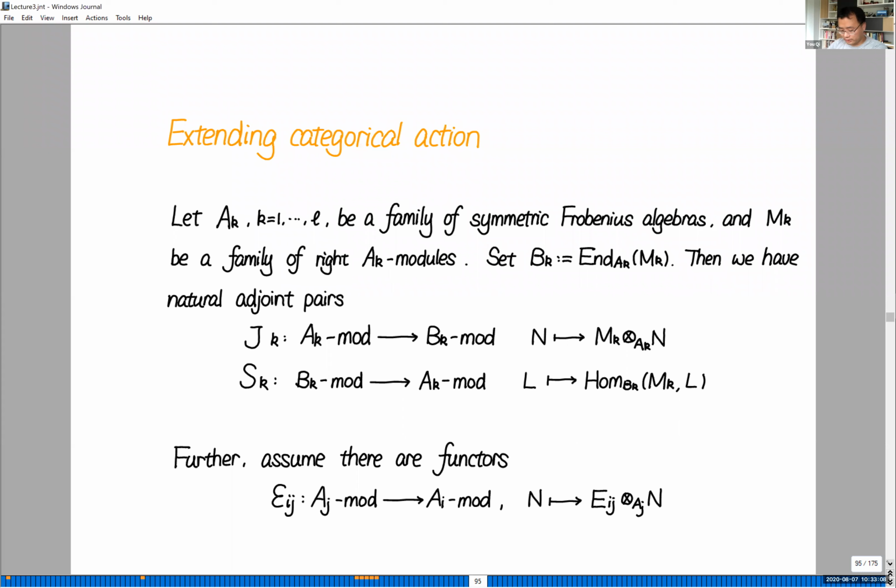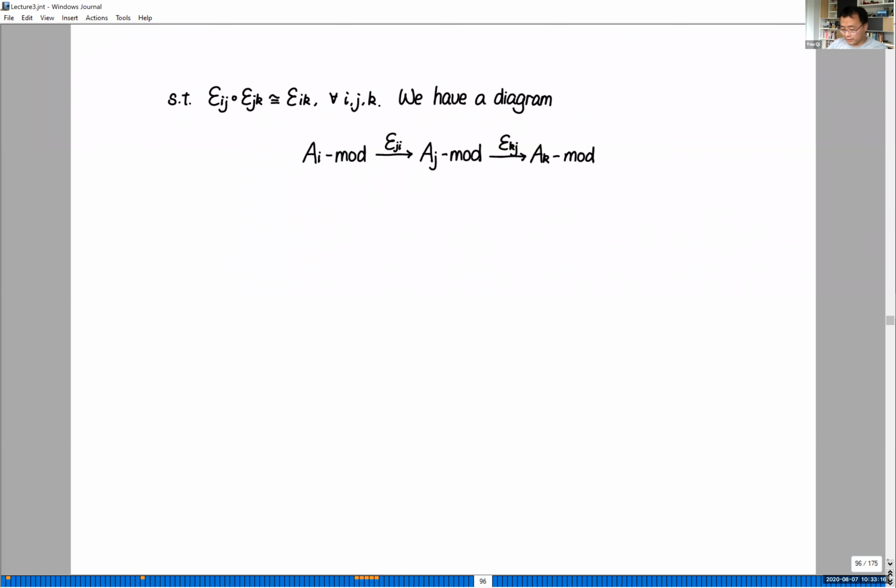And tensoring with that module gives you a functor going from one module category to the other. So this entire story now fits into a diagram. You have a natural SL2 action, or a natural categorical action, given by a collection of functors acting on this collection of module categories, such that E_IJ composed with E_JK is isomorphic to E_IK as functors. So we have this diagram.